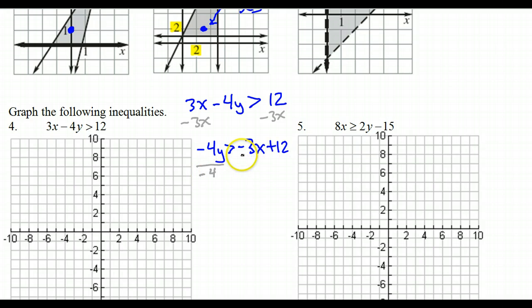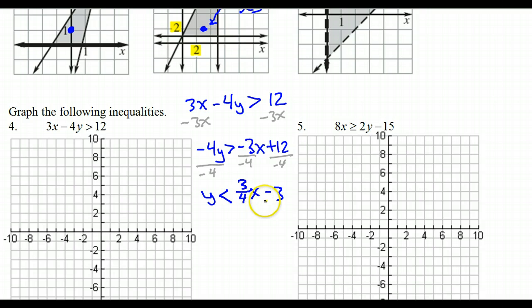Okay, so when you divide by a negative, the one thing you have to watch out for when you're dealing with inequalities, if you divide by a negative number, you have to reverse the direction of the inequality. So because we are dividing by negative 4, this is going to become y is less than 3/4 x minus 3. Okay, notice I put positive 3 over 4. A negative divided by a negative is a positive, so cancel those signs out. But so this has gone from greater than to a less than, so please watch out for that.